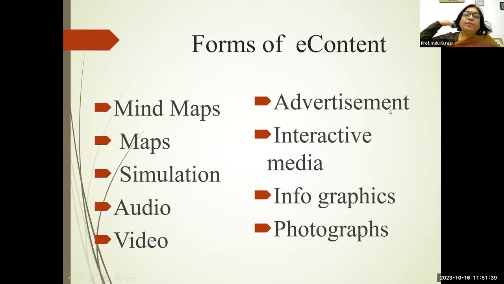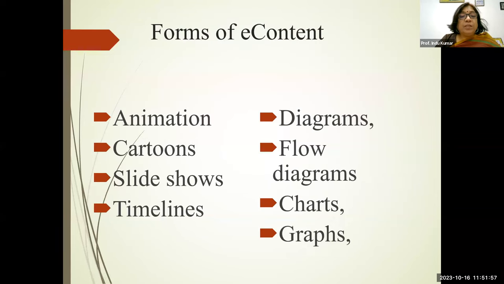Next slide. So these are various forms of digital contents: mind maps, maps, simulations, audio, videos, advertisements, interactive media, infographics, photographs, animations, cartoons, slideshows, timelines, diagrams, flow diagrams, charts, and graphs. So these are various forms of digital contents.